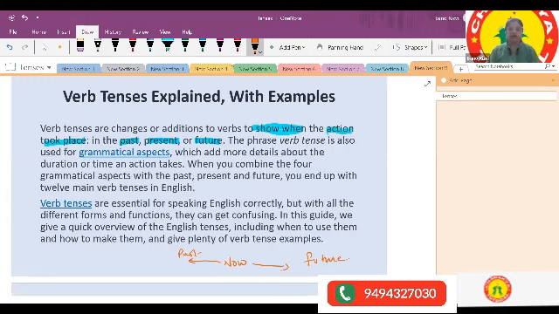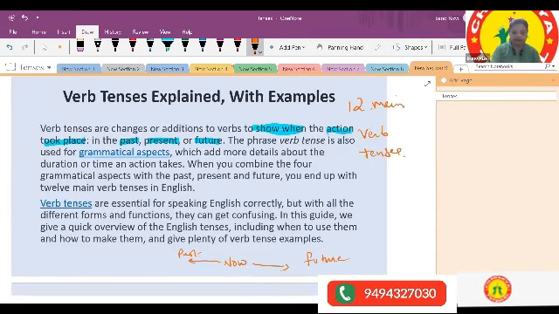A verb tense is also used with grammatical aspects, which add more detail about the duration or time an action takes. So when you combine the four grammatical aspects with the past, present, and future, you end up with 12 main verb tenses in English.